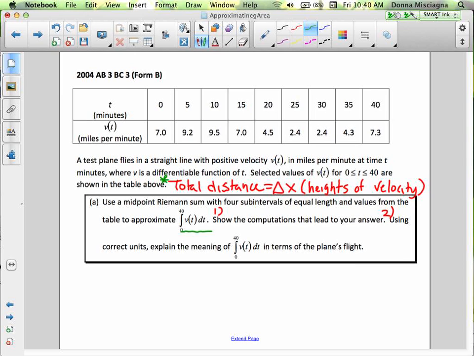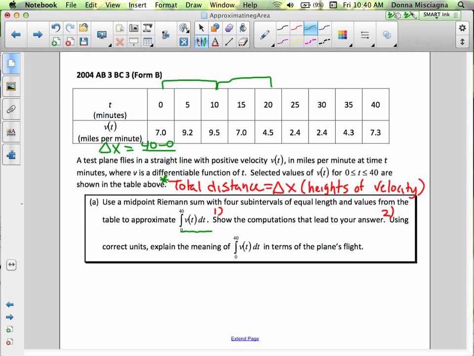Let's find our change in x. So change in x is, and we know they're equal lengths, right? So that's why I can have one change in x, because it says 4 subintervals of equal length. So 40 minus 0, let's find out how many subintervals we're going to have. All right, so I need to make sure I got a value in the middle.